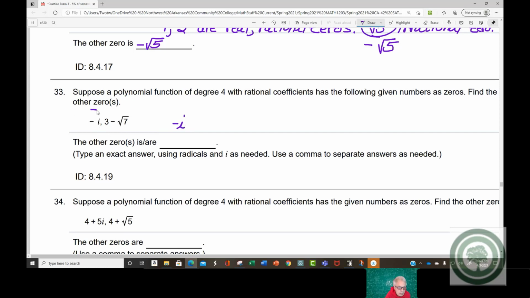This is z1. It's complex. It's not even real. It's not on the x-axis. It's got its own place. Negative i is complex. And 3 minus the square root of 7, which is z2, is irrational. It's real, but irrational.